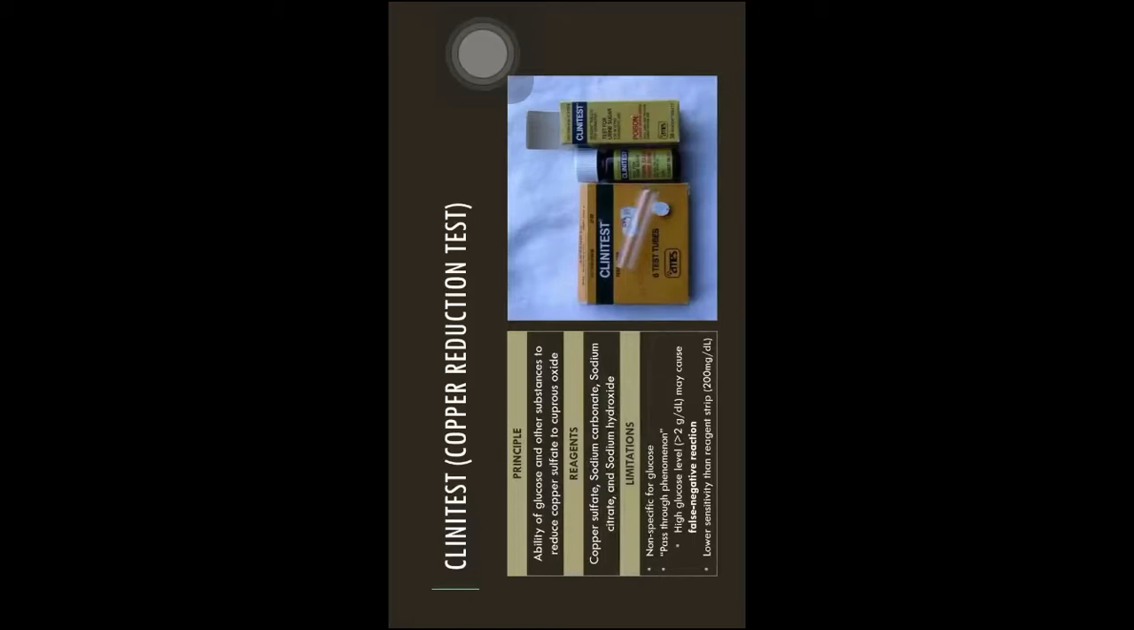Next, we have the Clinitest, the copper reduction test. It is used to confirm the presence of other reducing substances, other reducing sugars other than glucose. The principle is the ability of glucose and other reducing substances to reduce copper sulfate to cuprous oxide. The reagents of the Clinitest include copper sulfate, carbonate, sodium citrate, and sodium hydroxide.